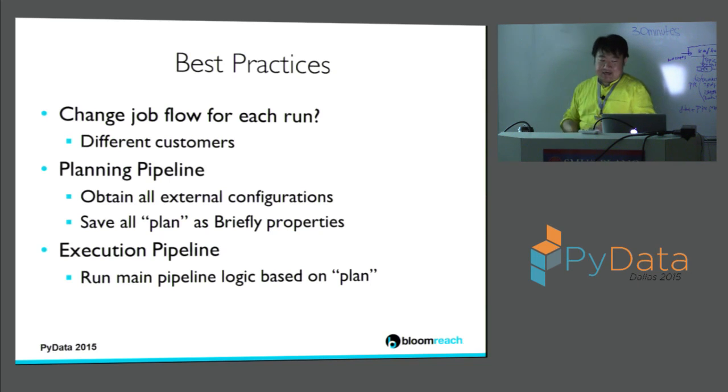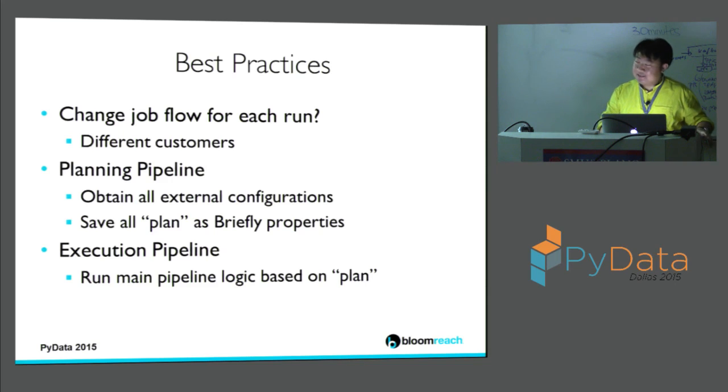So we actually did this practice a lot at BloomReach to get all the configuration first and serialize it to a local file. And then we send this file and use this configuration as a plan to run your MapReduce pipeline, maybe with 100 customers all together. So that's kind of the best practice of that.